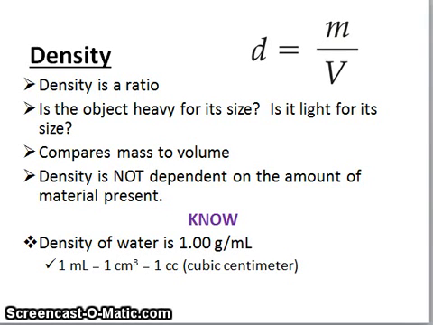Density gives us the ratio of mass to volume. If something is heavy for its size, like a lead brick, the density will be high. If it is light for its size, like a block of styrofoam, the density will be low. It is a physical property. Because it is a ratio, the density is not dependent on the amount of material present. Note the density of water is shown at the bottom of the slide.